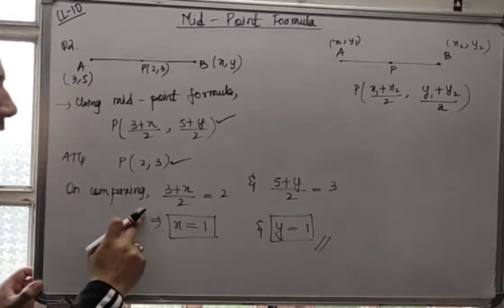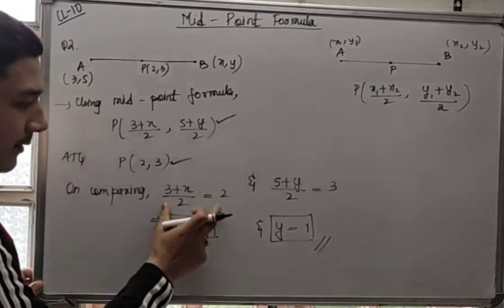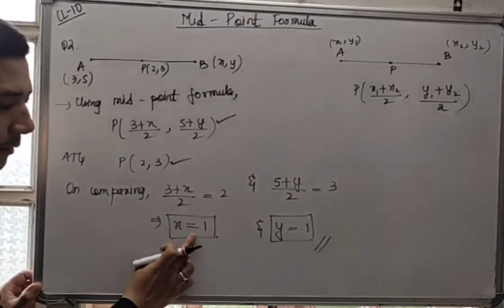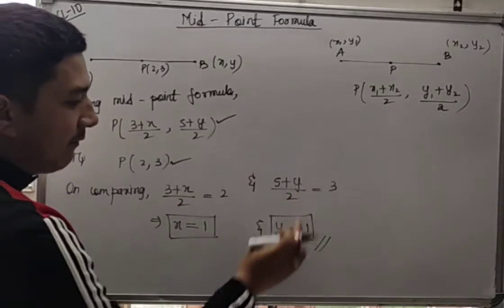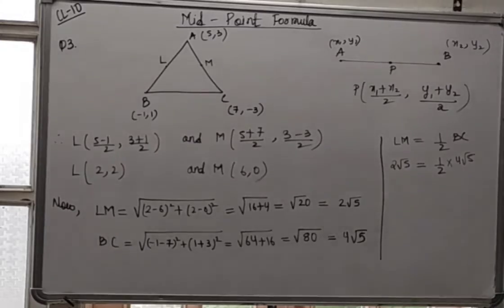Now on comparing abscissa with abscissa and ordinate with ordinate, we get this and this. You cross multiply and find the value of x, you'll get 1. You cross multiply and find the value of y, you'll get 1. So these are the values of x and y. Please pause the video and note it down, boys. Alright boys, let's proceed with question number 3.